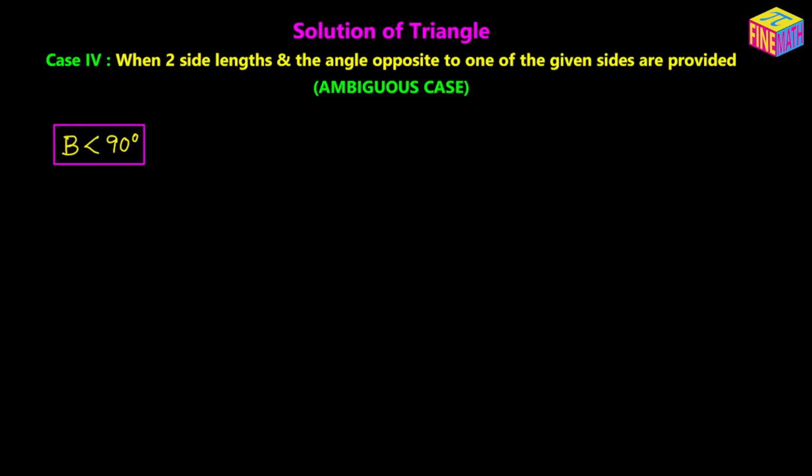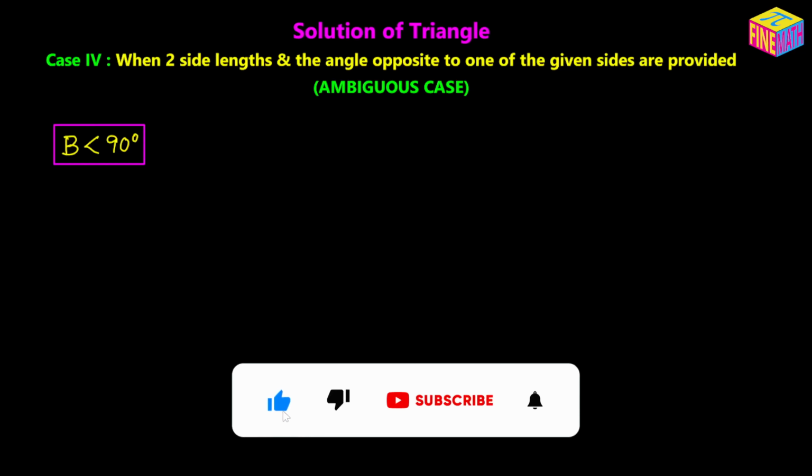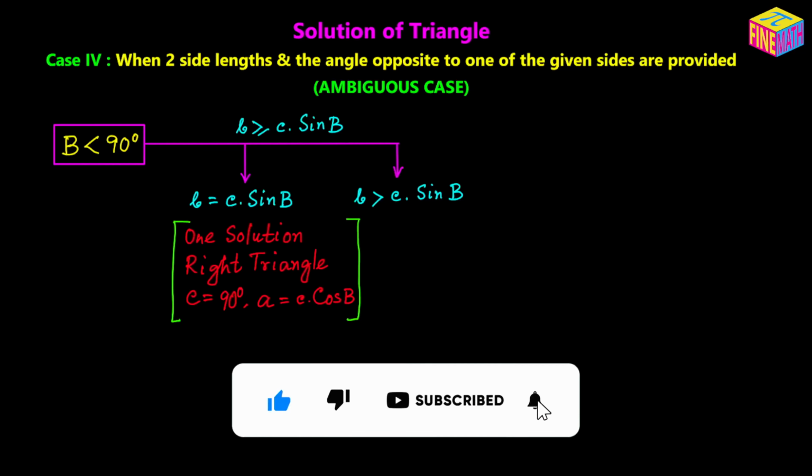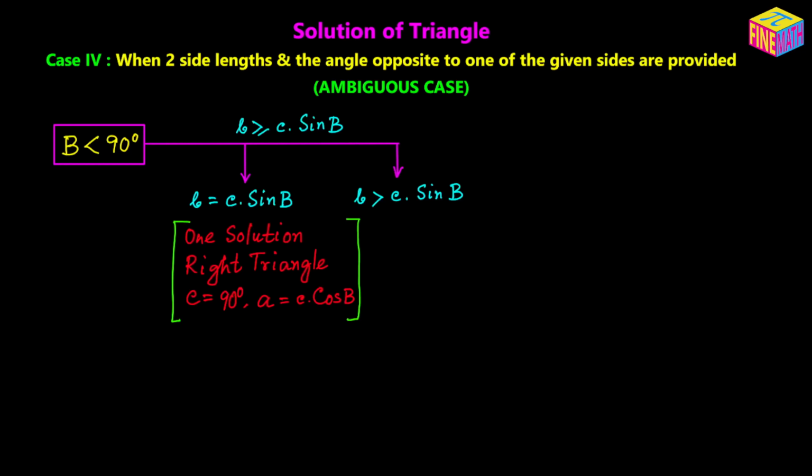Now, when side length b is greater than or equal to c times sine of B, there are two possibilities, of course. One possibility is that b is equal to c times sine of B, and the second possibility is that b is greater than c times sine of B. When b is equal to c times sine of B, we know that there would be only one solution, and it will be a right triangle, where the right angle will be the angle C, and the side length a will be equal to c times cosine of B.